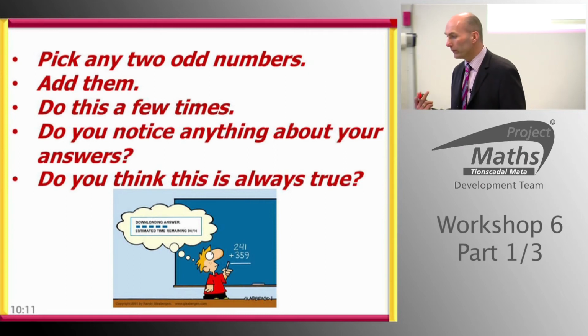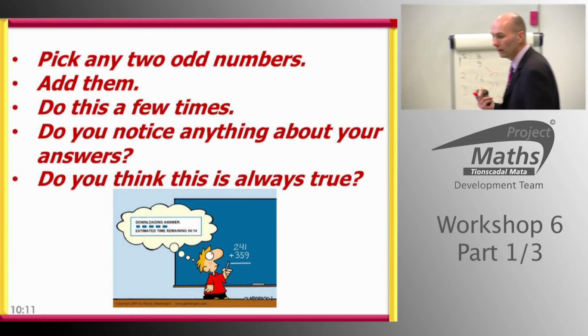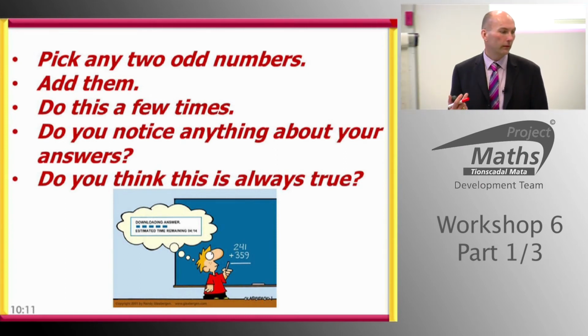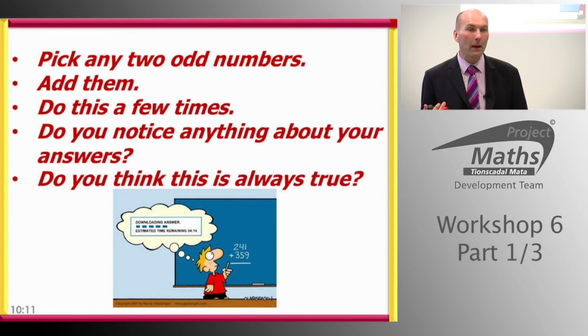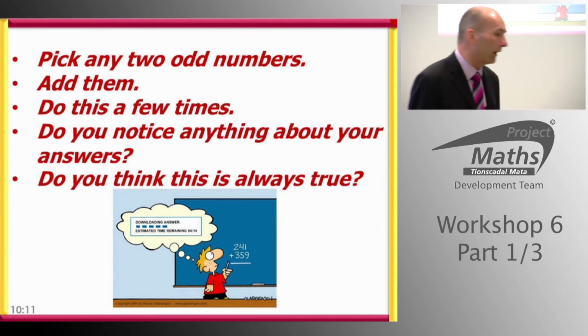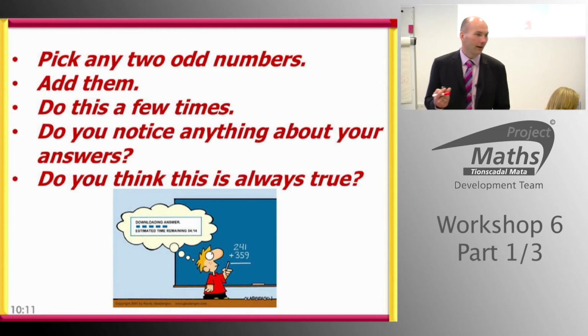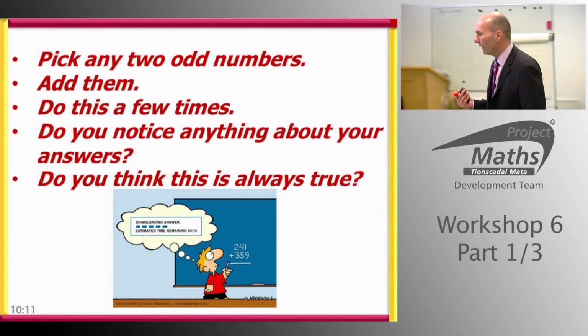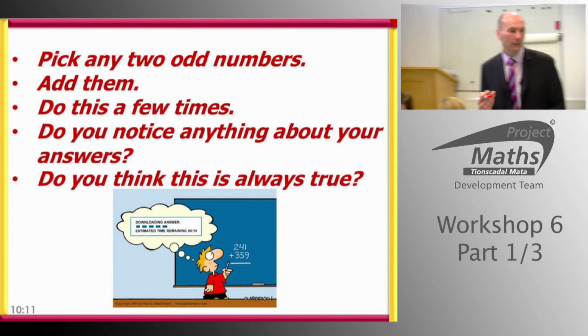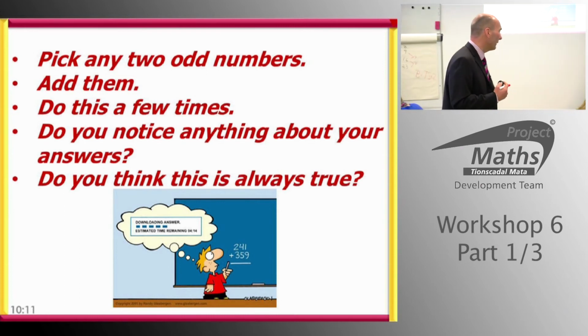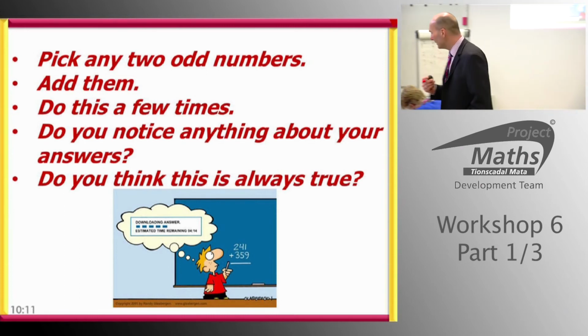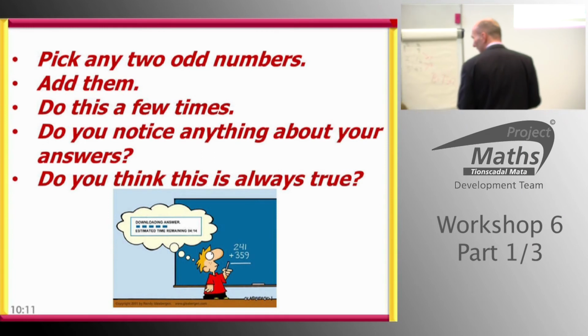Pick a different 2 odd numbers and add them together. Right, let's start to get a bit braver with the odd numbers we're picking. Let's pick 2 bigger odd numbers and add them together. Go on, see how brave we can be. See who lives life dangerously.